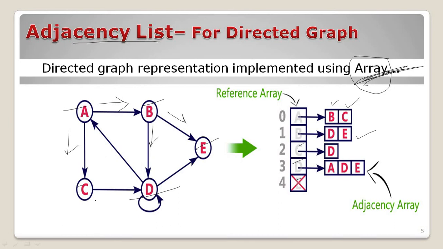The next one is C. From C, the outgoing edge we are having is C to D. So in that case, we are going to be writing the edge from C to D.